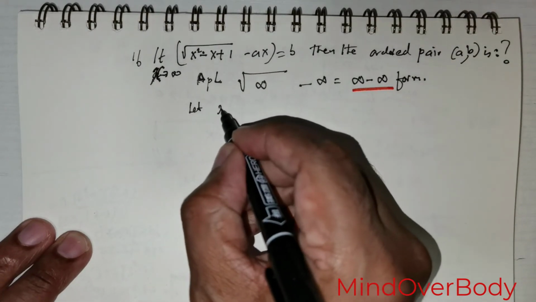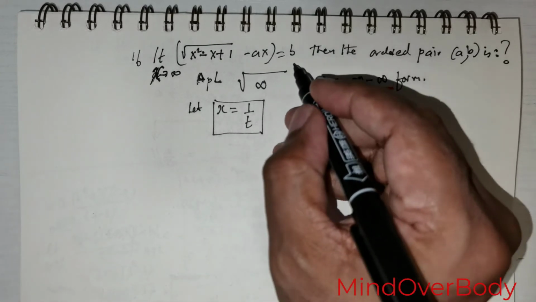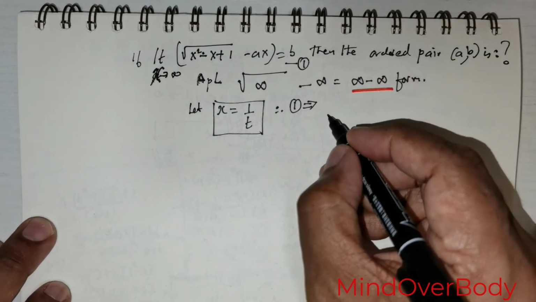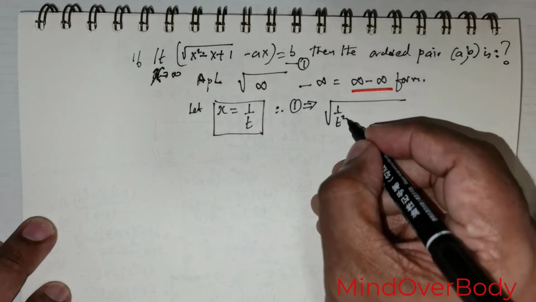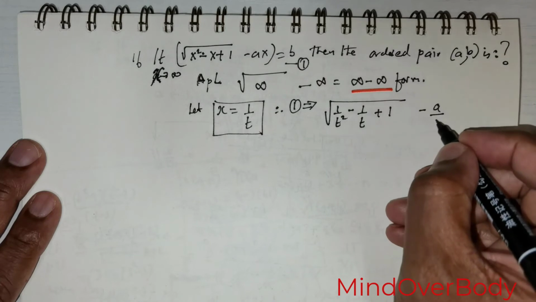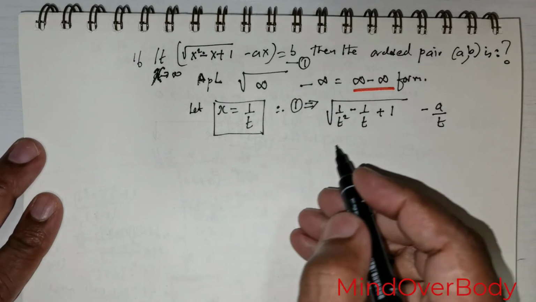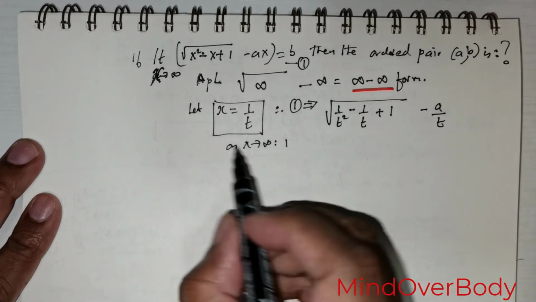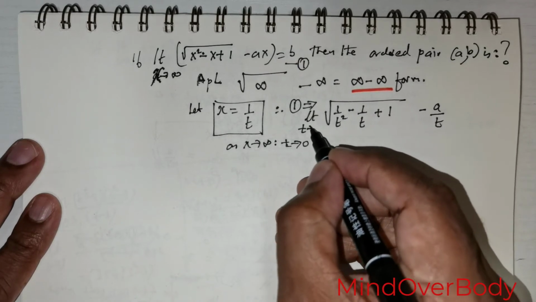Once you get this infinity negative infinity form, it is always advisable to make the following substitution: x equal to 1 over t. So we take x to be 1 over t, and in place of x we have 1 over t, since it is x squared, it's going to be 1 over t squared negative 1 over t positive 1 negative a times 1 over t. That's the way I have placed 1 over t. Now as x tends to infinity, t will be tending to 0. So this is going to be limit t tending to 0.